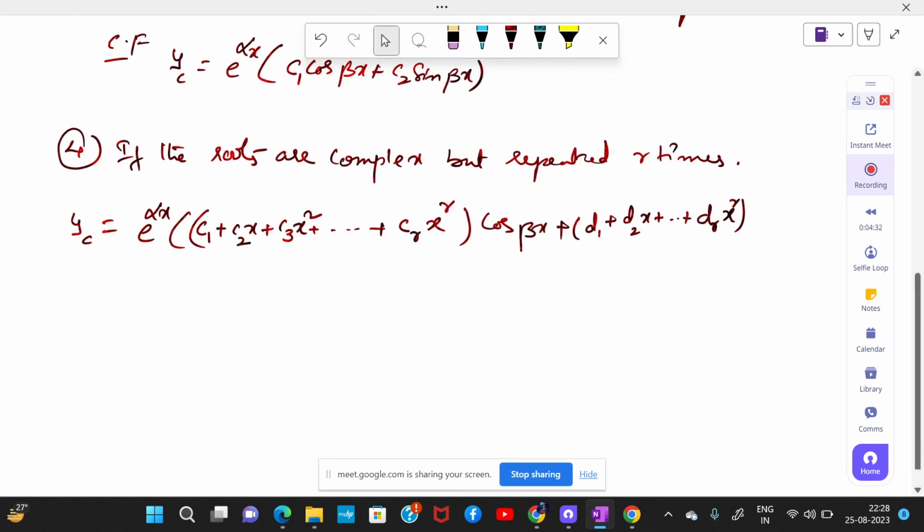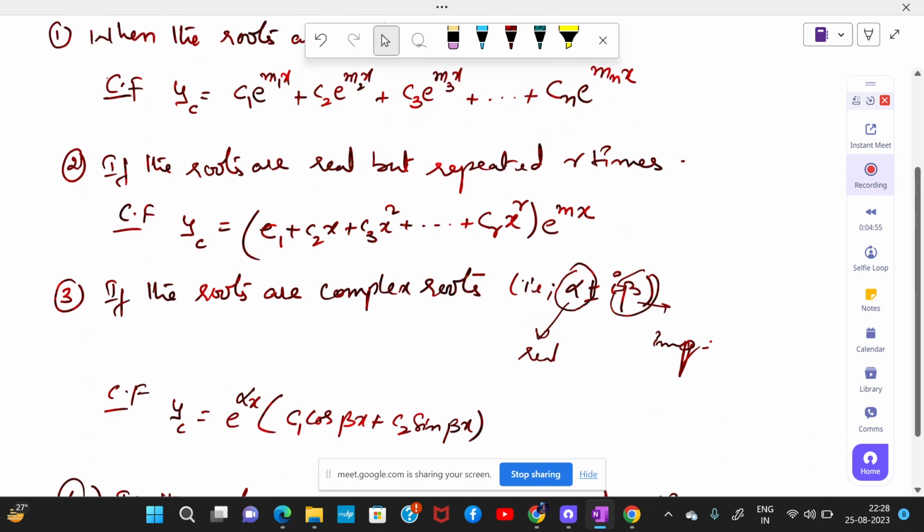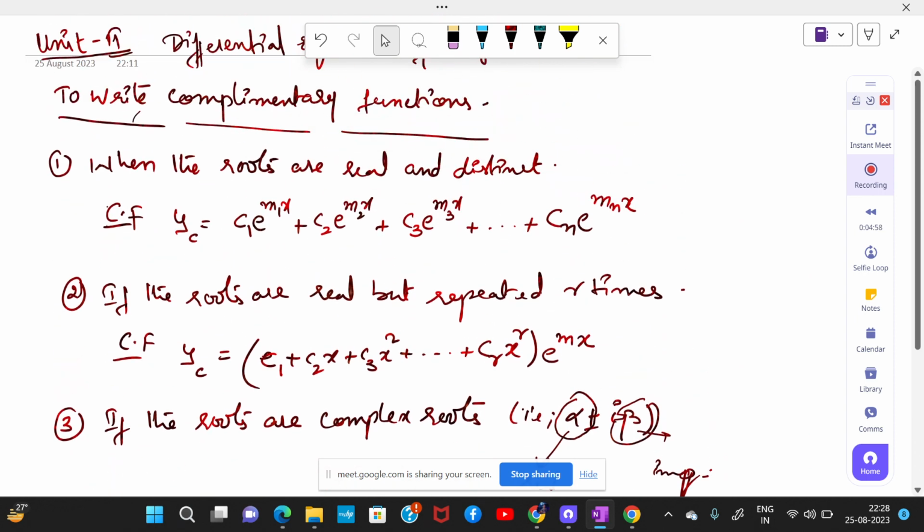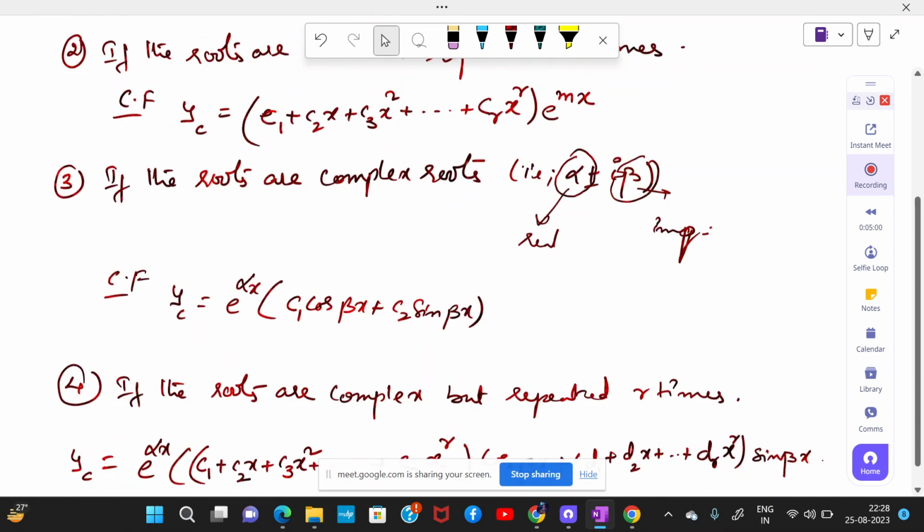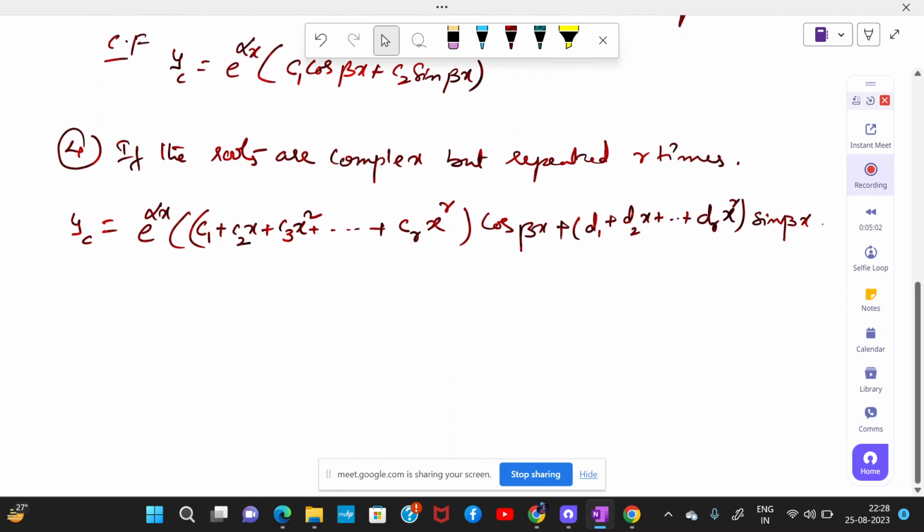Ma'am, we haven't studied this fourth case. Repeated roots means this you have to know, it's an important one. If you are going to get complex but repeated roots, then you are going to write in this way. Okay. You make a note of this one. If you are thorough with these 1 to 4 types, then easily you can write based on the roots you are obtaining.